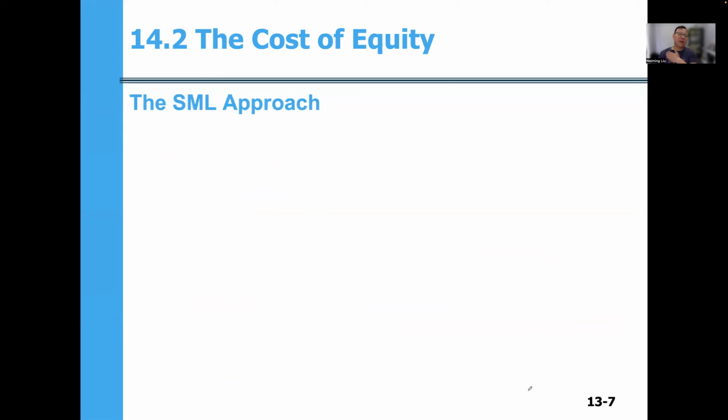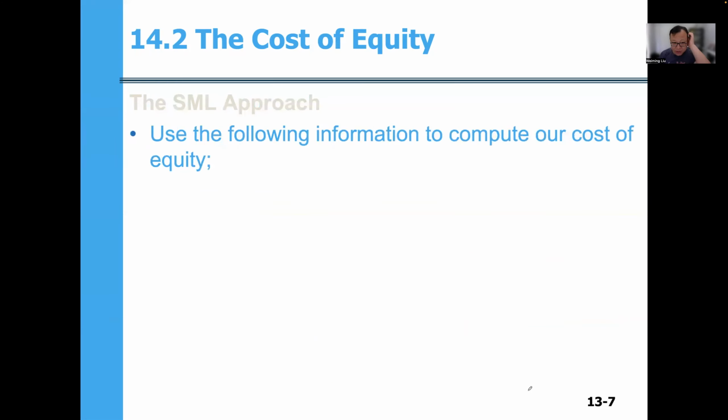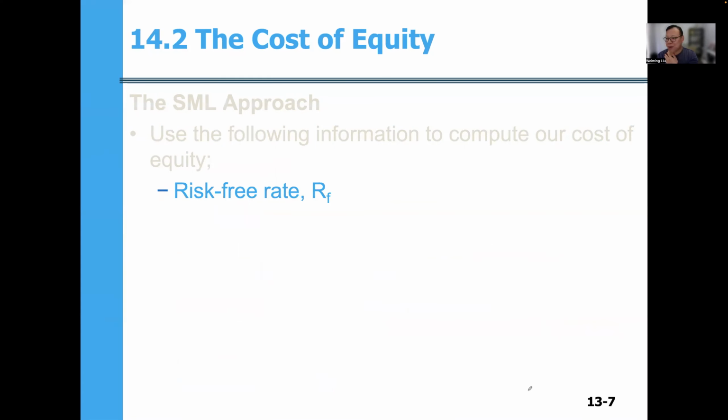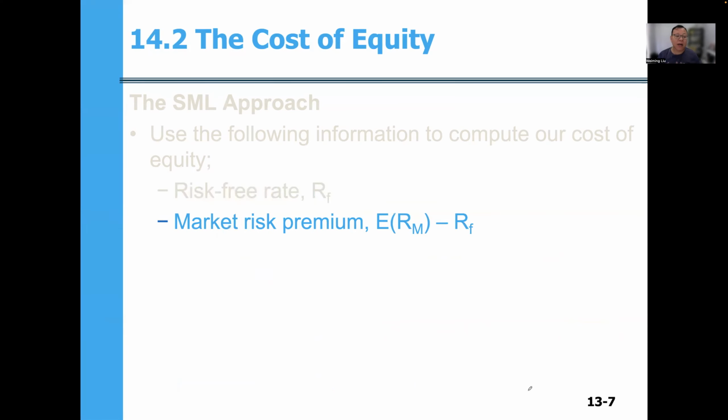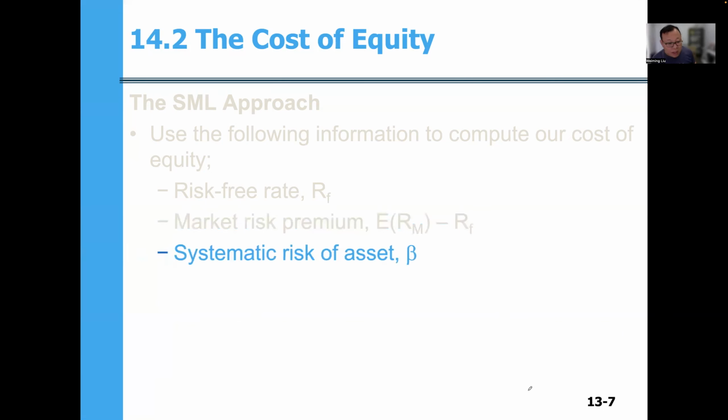Okay, let's take a look at the SML approach. In the last chapter we talked about the security market line. What is involved here is the risk-free rate (RF), the market risk premium, which is the expected market return minus RF, and the systematic risk of the asset, beta.